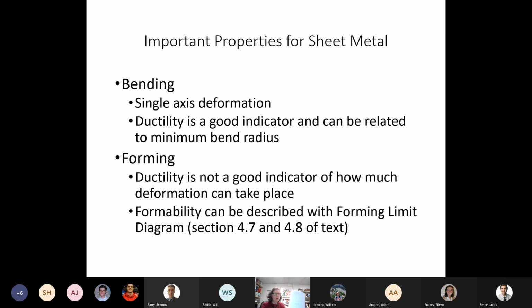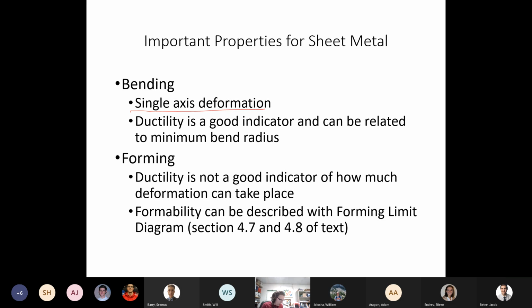Because we really don't have a lot of time to spend on sheet metal, and I do want to spend some time on the material property and some more on forming. So let's quickly look at bending. Bending is where we have single axis deformation. You have probably in your mechanics of materials analyzed bending quite a bit. It is, again, deformation around a single axis.